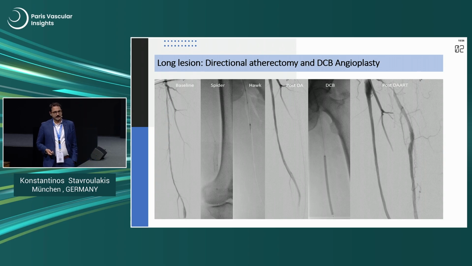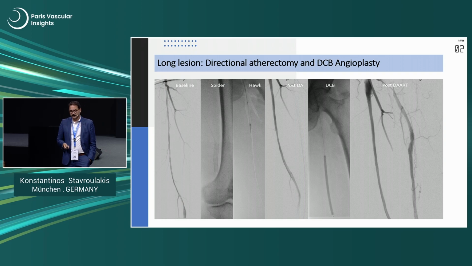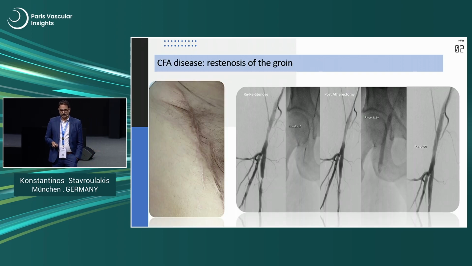Long lesions, as I said before: when you have a very long lesion from the popliteal artery to the SFA, of course you can go for plain old balloon angioplasty, you can prepare the vessel, repeat angioplasties, but then the risk that you will end with a stent from the popliteal artery up to the groin is quite high. This is for me a clear indication for vessel prep.